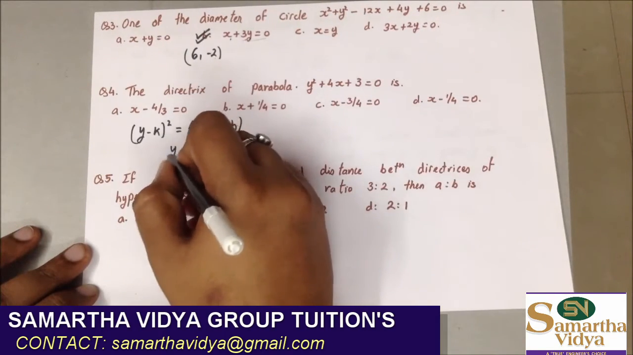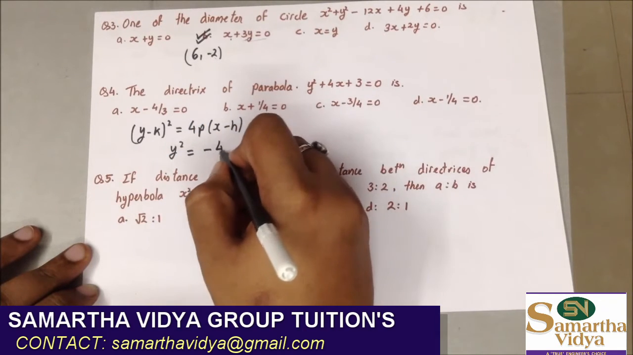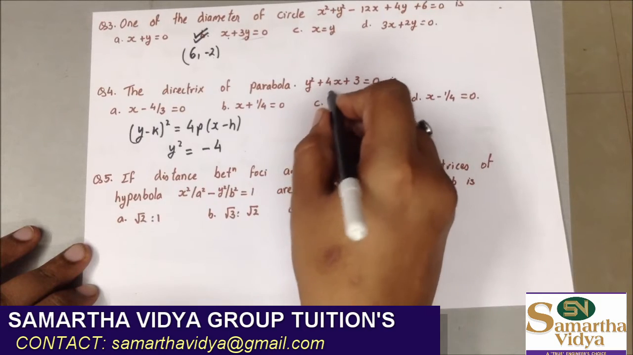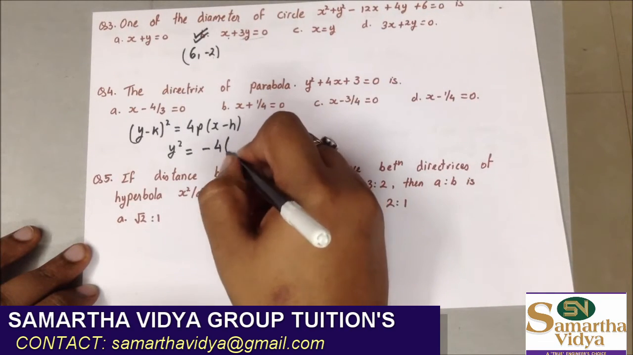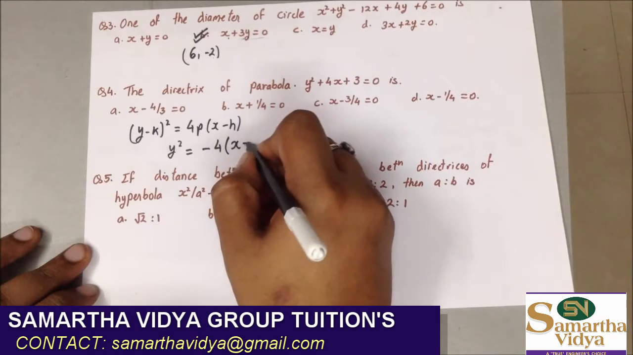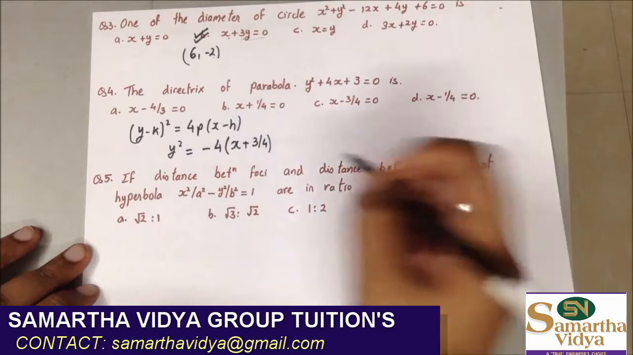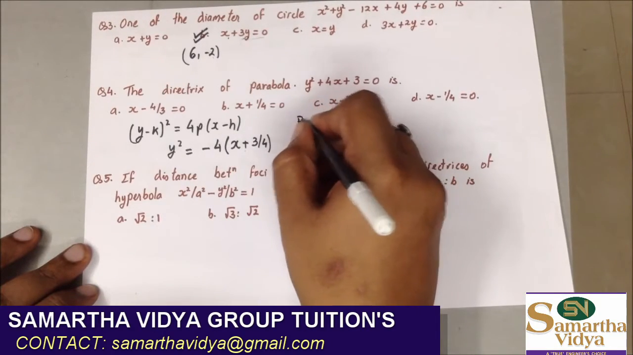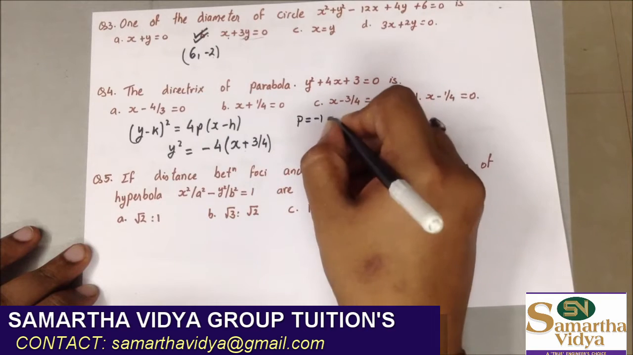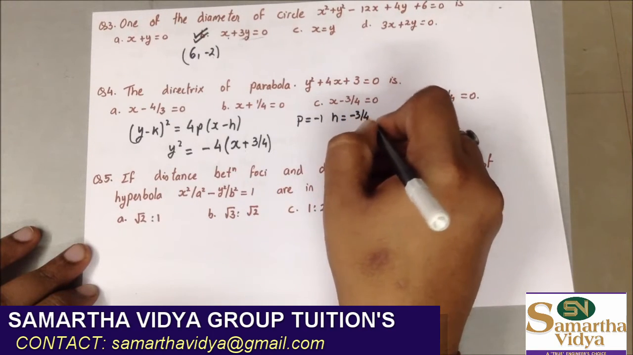So I'll be getting this as y square is equal to, if I take the minus 4 common, basically this is going to be minus 4x and minus 3. I'm taking the minus 4 common. It becomes x plus 3 by 4. So if you compare with the above equation, what you're getting is that p is equal to minus 1. You're getting h is equal to minus 3 by 4.